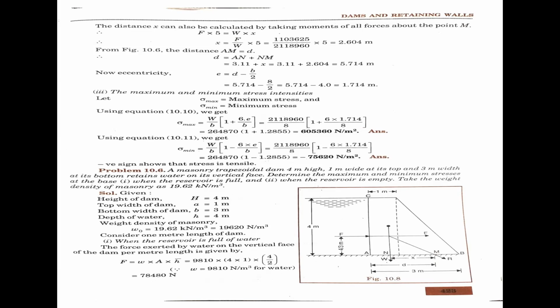The force exerted by water on the vertical face of the dam per meter length is given by the following. In every problem I have taken per meter length; you have to calculate the same way for rectangular or trapezoidal dams. Now force capital F equals W into A into H bar. You know the W for water density, 9810, into area, which is H into 1 per meter length, H equals 4, into 1, into H bar equals H by 2, 4 by 2.